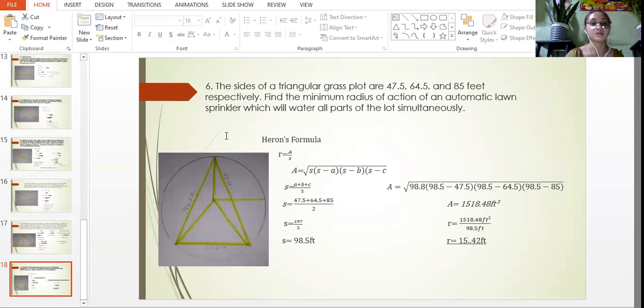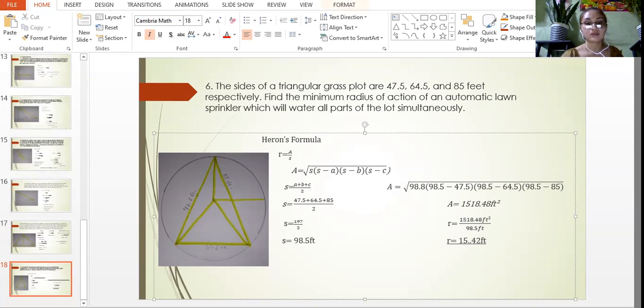Last, for the trigonometry. Number 6, the sides of a triangular grass flat are 47.5, 64.5, and 85 feet, respectively. Find the minimum radius of action of an automatic lawn sprinkler which will water all parts of the lot simultaneously. Using Heron's formula, R is equals to A over S. So A is equals to the square root of S times the quantity of S minus a times the quantity of S minus b times the quantity of S minus c.